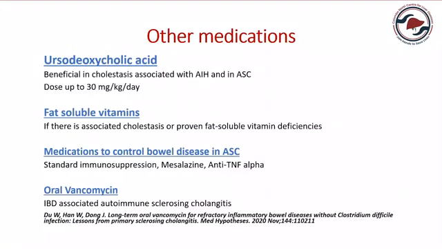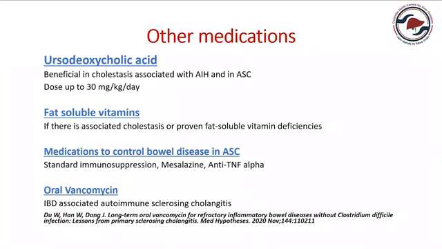These are supportive medications. Ursodeoxycholic acid is beneficial in cholestasis associated with autoimmune hepatitis as well as autoimmune sclerosing cholangitis. The dose can be used up to 30 milligrams per kg per day. Fat-soluble vitamins are not routinely needed in everybody. If there is associated cholestasis or proven fat-soluble vitamin deficiencies, you may use them.